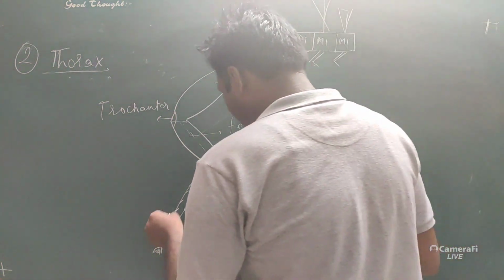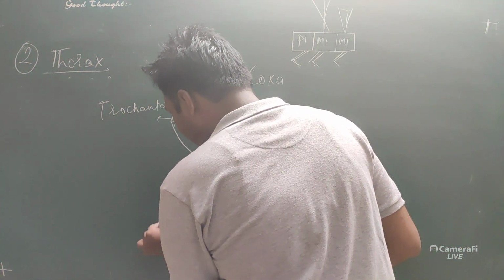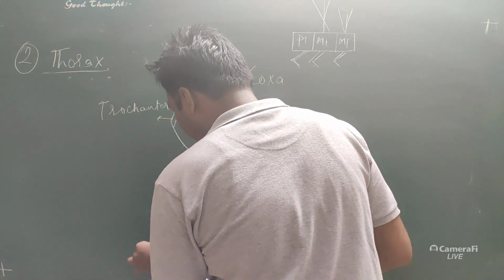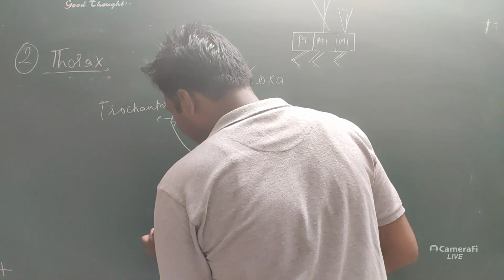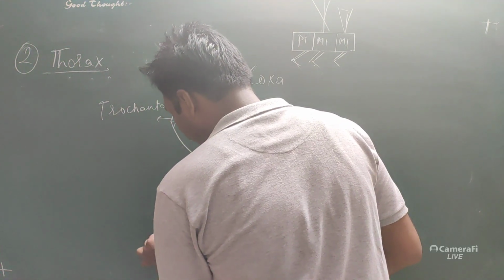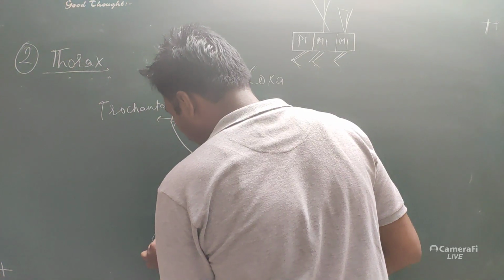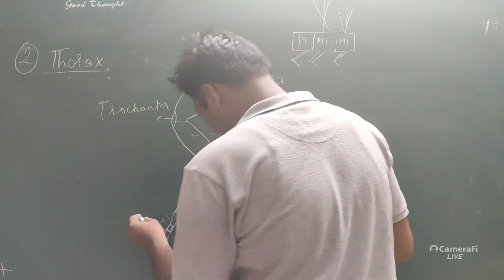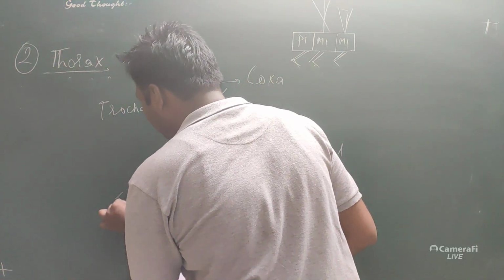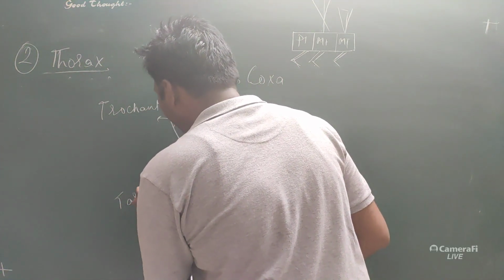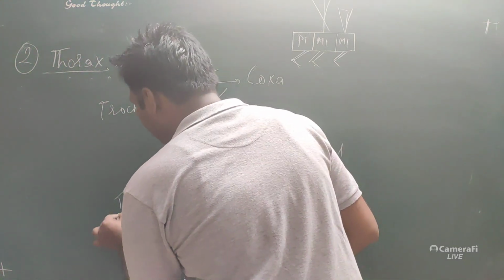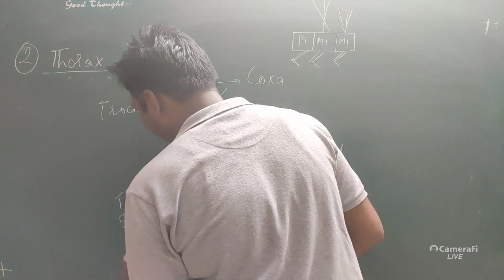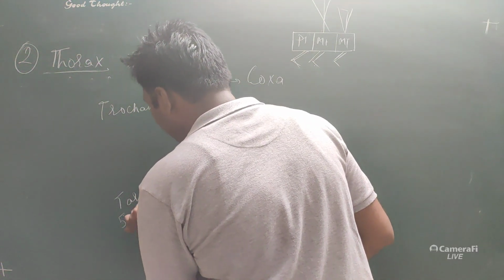Okay, and here the distal part consists of the structures which are called the tarsomeres. These are the structures. These are called the tarsomeres, or 5 tarsomeres: 1, 2, 3, 4 and 5 tarsomeres.